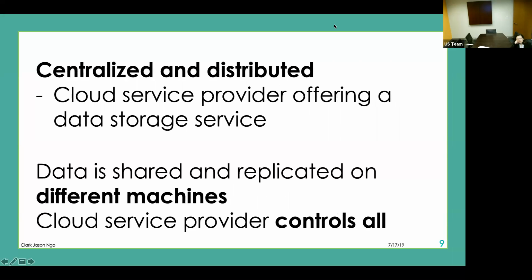Now, for centralized and distributed, a perfect example would be cloud service providers like Azure, Amazon Web Services, Google Cloud Platform, and others. Let's say they offer a data storage service, and that data is usually shared and replicated on different machines in different locations and different regions. So you can say that it's distributed, but again, only one cloud service provider controls all. Let's say all of your data storage servers are with Amazon, it's still centralized.